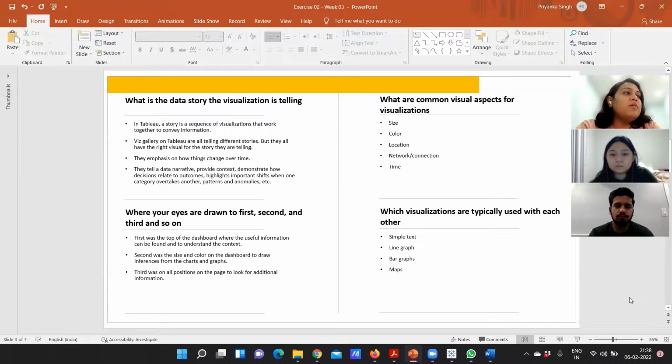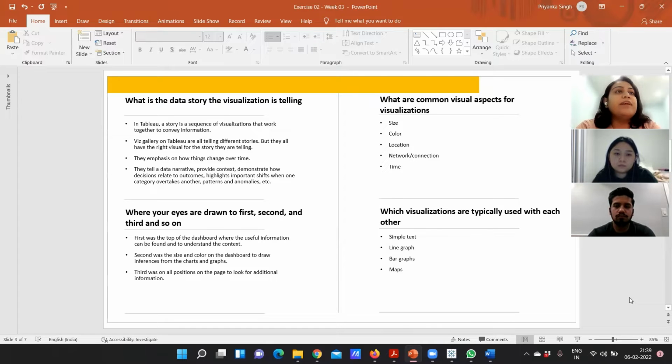The next question is where your eyes are drawn to first, second, and third, and so on. So first of all, as human behavior, we capture the top information, looking for useful things, and the size and the color on the dashboard. Popping out big sizes and colors captures the audience's attention on charts and graphs. And the third one is all across, looking for additional or more detailed information highlighted by the previous one.